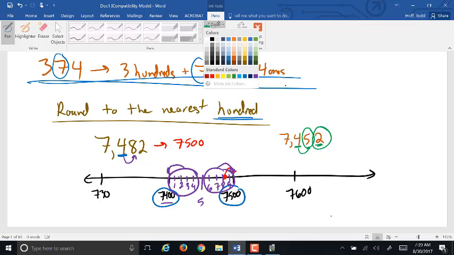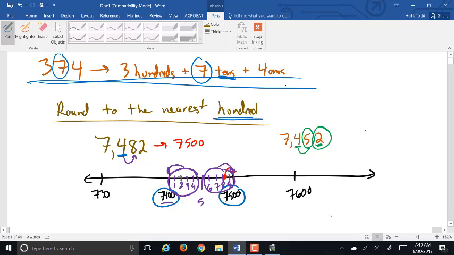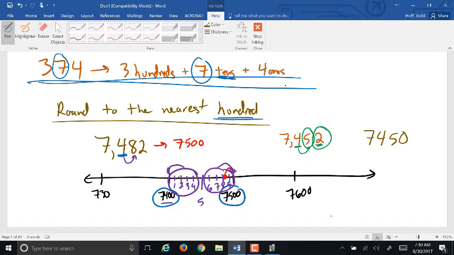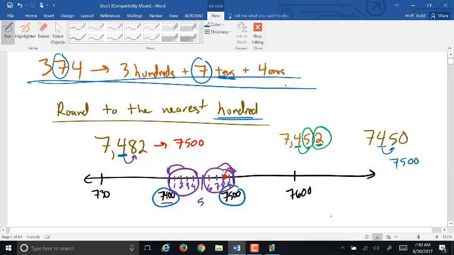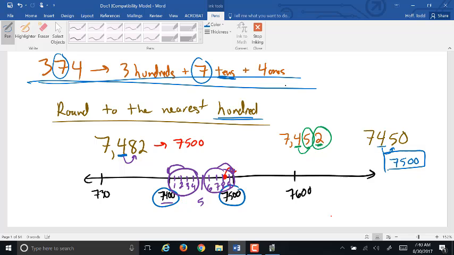The only time it really becomes an issue is if it's 7,450 exactly. Now it really is exactly halfway in between. The convention, though, is still that next digit is a 5, we round up, 7,500. In this class, that's how we will round. If you see a 5 in that next digit, whether there's anything after it or not, that 5 in the next digit tells you to round up.